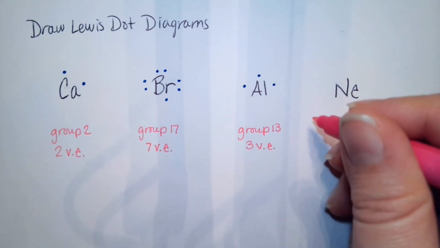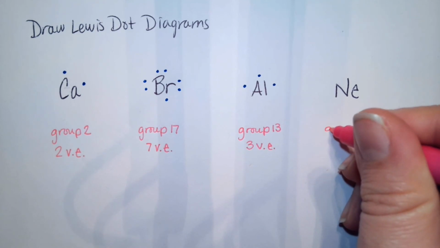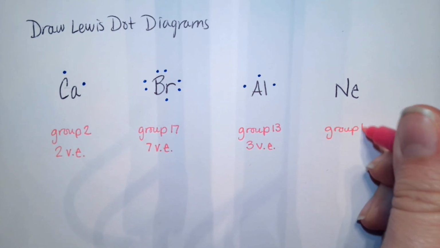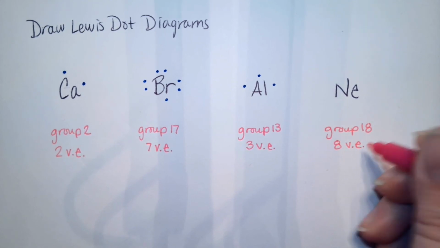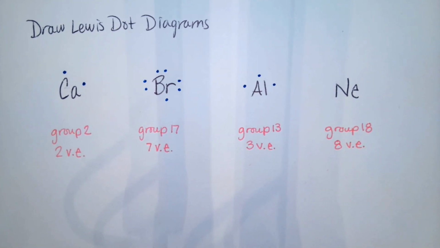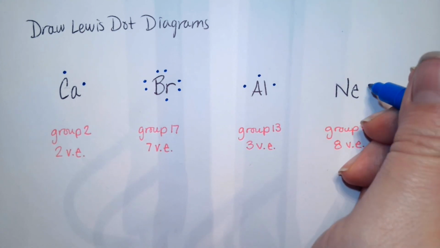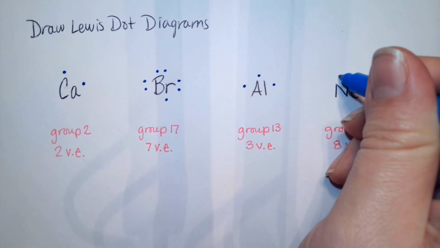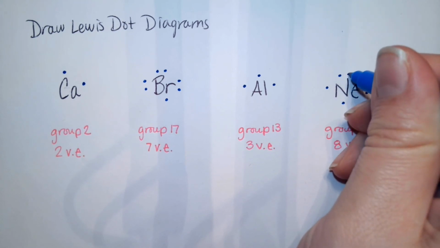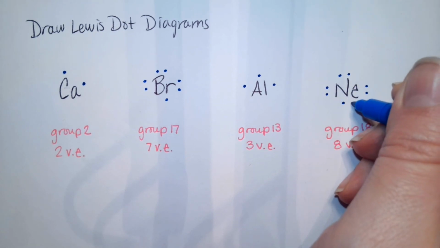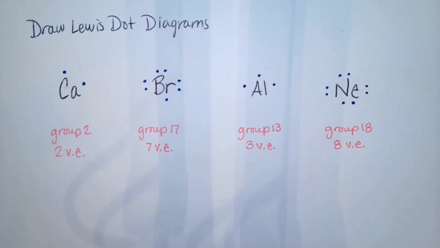And neon is in group 18, so it has 8 valence electrons. Remember, neon is a noble gas, so it has 8 valence electrons. Its valence shell is full. And here is the dot diagram for neon.